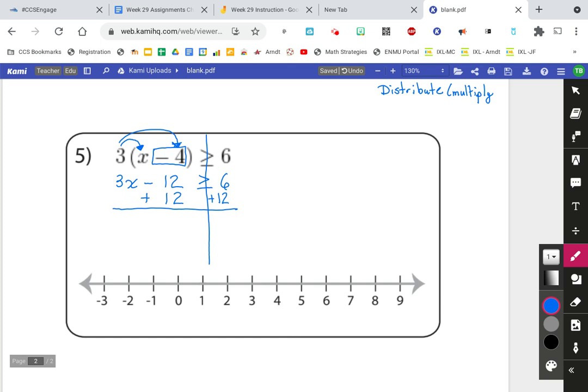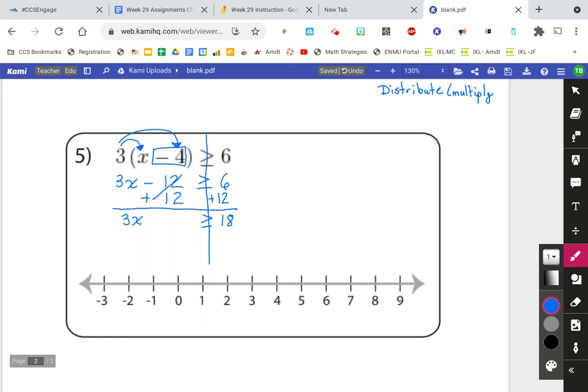Okay, so I'm going to rewrite this. Notice I have not done anything with the 3x, so I'm bringing down the 3x. Negative 12 plus 12 is 0. I'm bringing down the greater than or equal to sign. 6 plus 12 is 18.